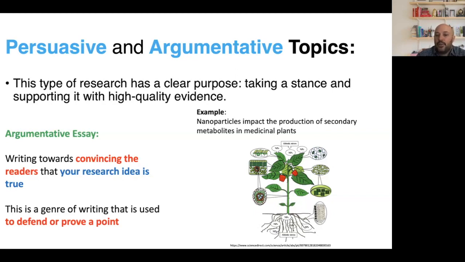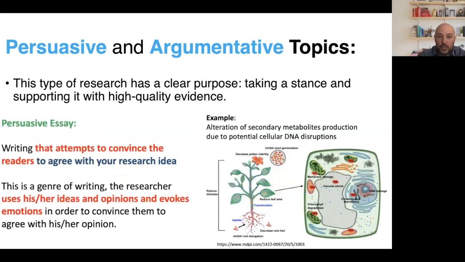For example, nanoparticle impact on production of secondary metabolites in medicinal plants. Not many people believe in that, or think that it would be impactful. So you have to provide a lot of evidence and say, this happens on the roots or cells or leaves that can cause secondary production in plants, relating plants to medicinal plants. Another one is the persuasive essay.